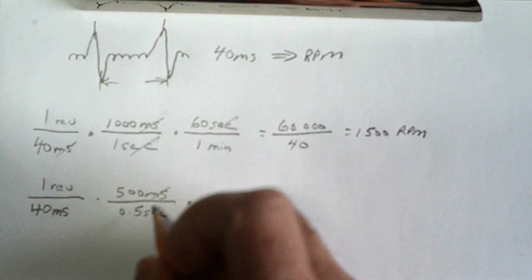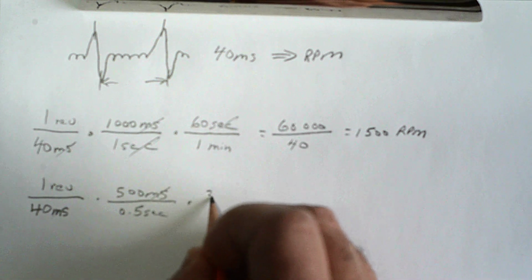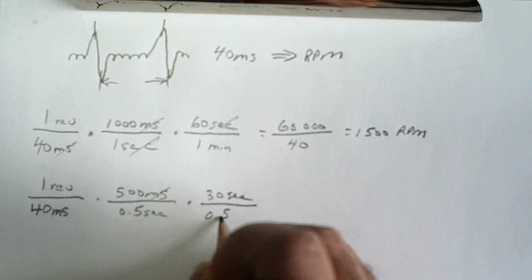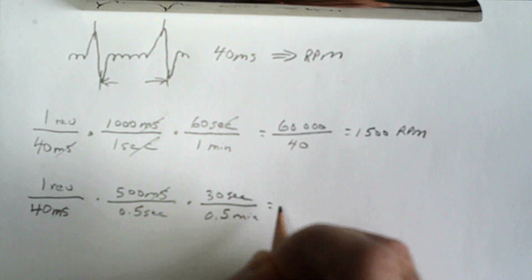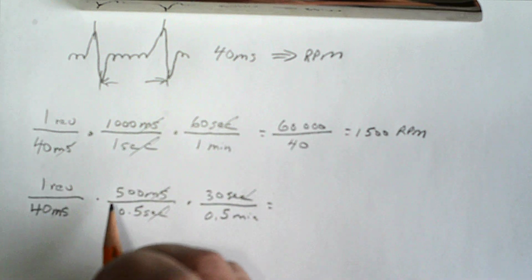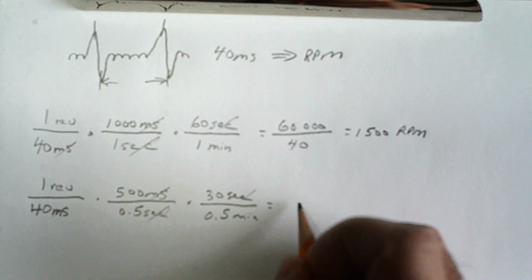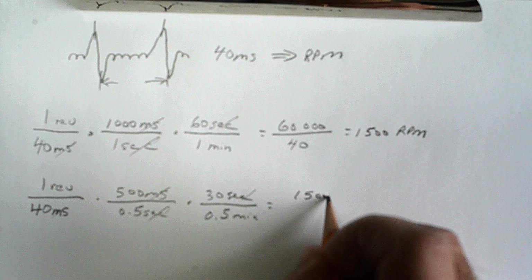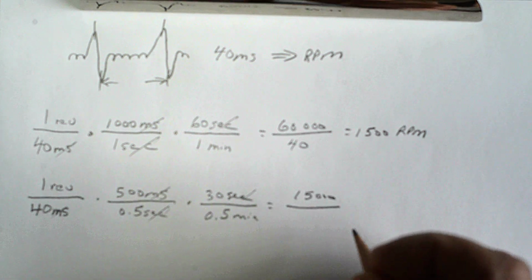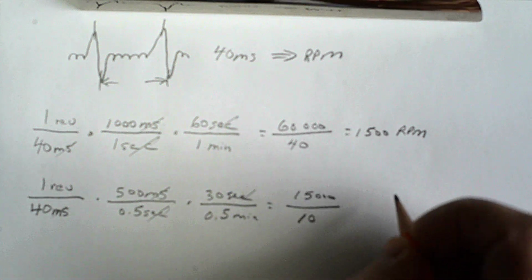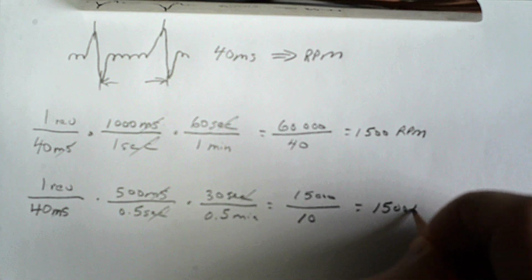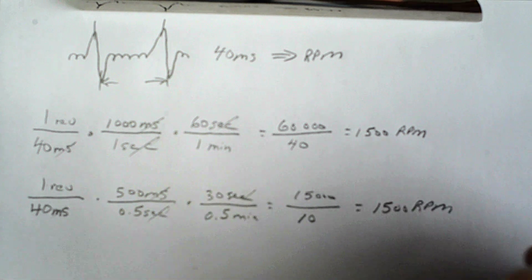All right, let's do it again. We've got to do something here. Let's call it 30 seconds. 30 seconds is a half a minute. Will this still work? So we got seconds, so we're down to revolutions per minute again. 1 times 500 times 30 is 15,000. 40 times 1/2 times 1/2 is 10. And sure enough, 1,500 RPM again.